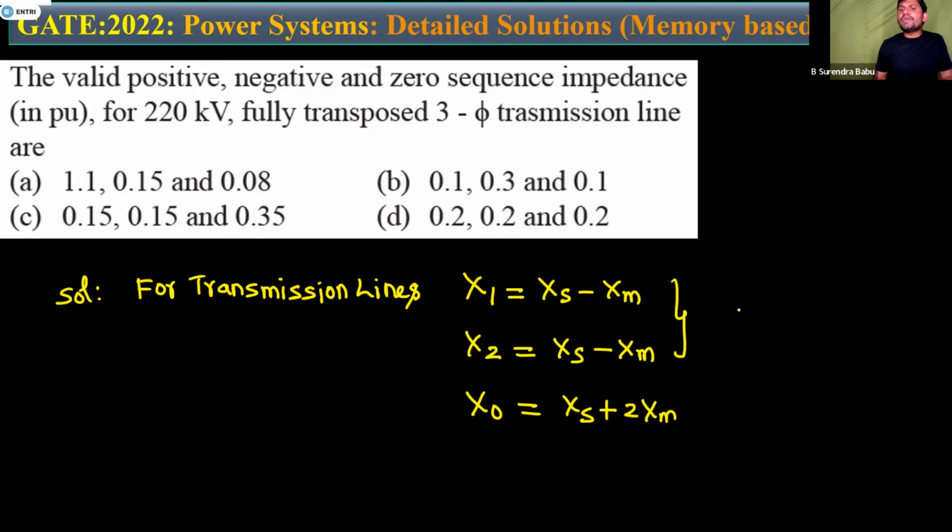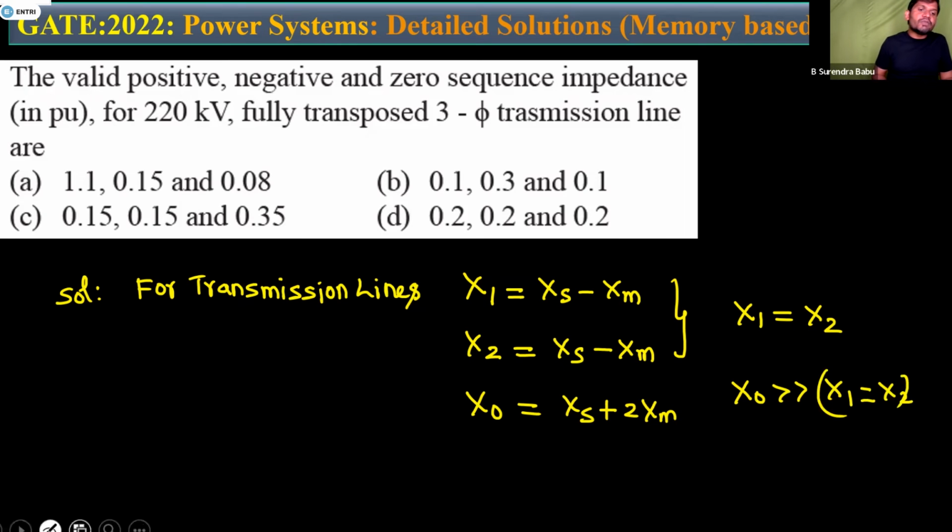That means what is the observation here, friends? x1 equal to x2. That is the positive sequence reactance equal to negative sequence reactance, and the zero sequence reactance is very much greater as compared to positive sequence reactance and negative sequence reactance. Now, these conditions in the given options, this condition is satisfied by which option? x1 equal to x2, and the zero sequence reactance is greater than the positive and negative. That is satisfied by option C.